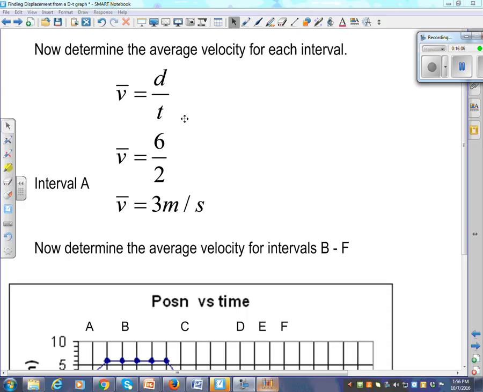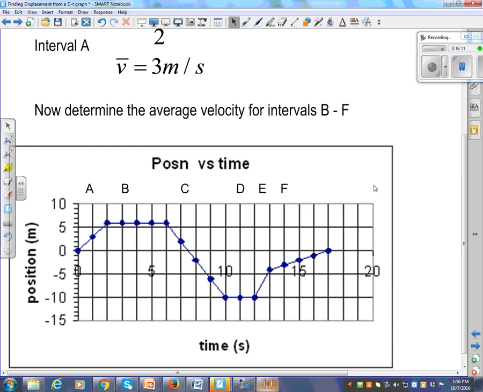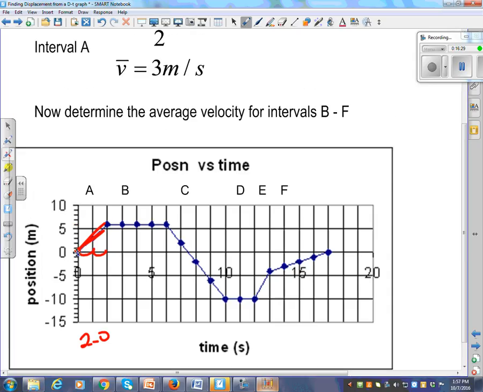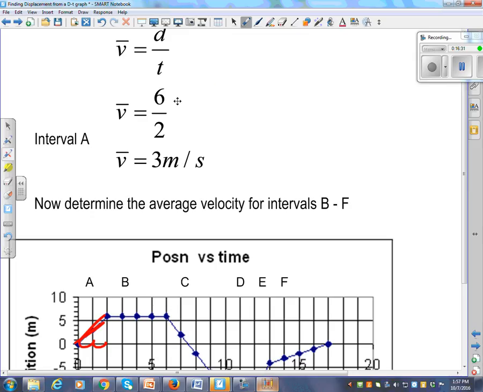Divide by the time. Where do you get the time from? From the x-axis, right? Interval A was how long? Interval A is this one? 2 seconds. It's really final time minus initial time, 2 minus 0, right? So the displacement is from 0 to 6, which was 6 minus 0, and the time is 2 minus 0.